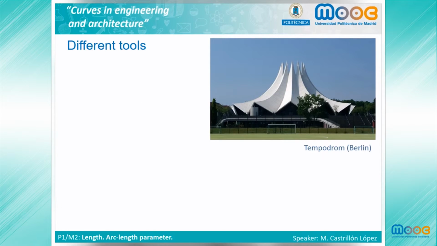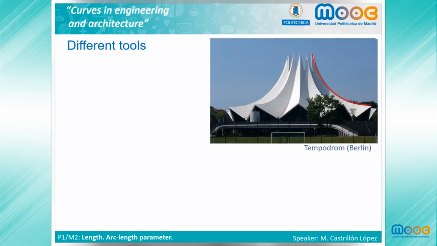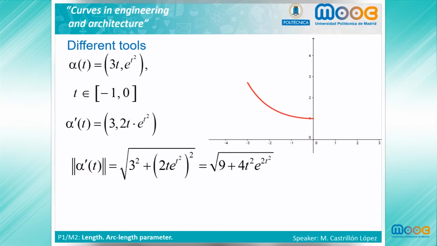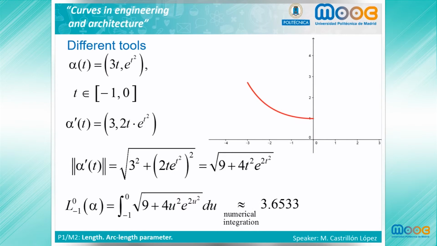Another interesting example is the calculation of the length of one branch of the roof of the building Tempelbau in Berlin. A possible parameterization for each of them is the one that you have now on the screen. We compute the derivative and the norm of the derivative, but now, in this case, we need numerical techniques to compute the integral, since we cannot find the primitive function to compute that length. This fact happens very often.